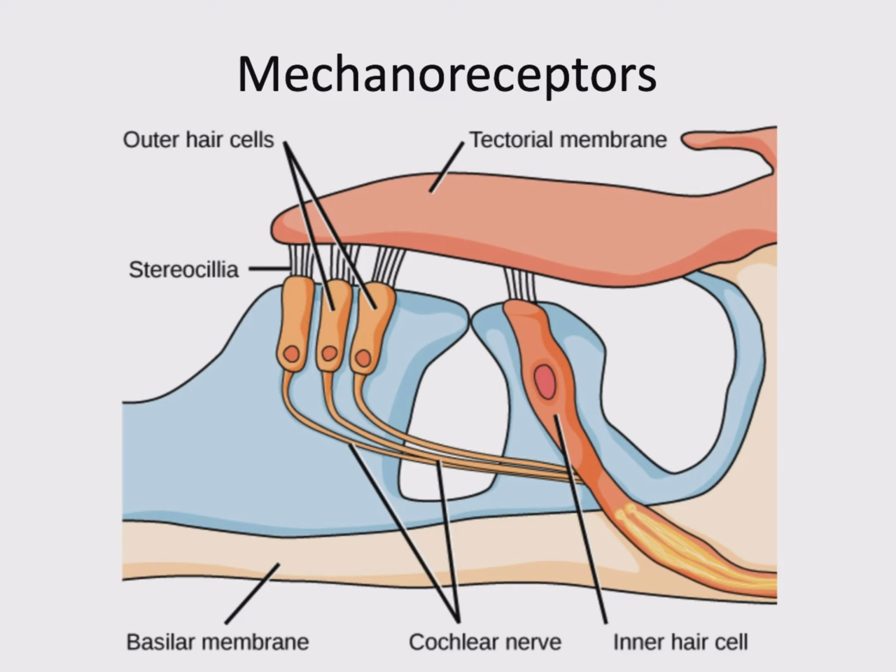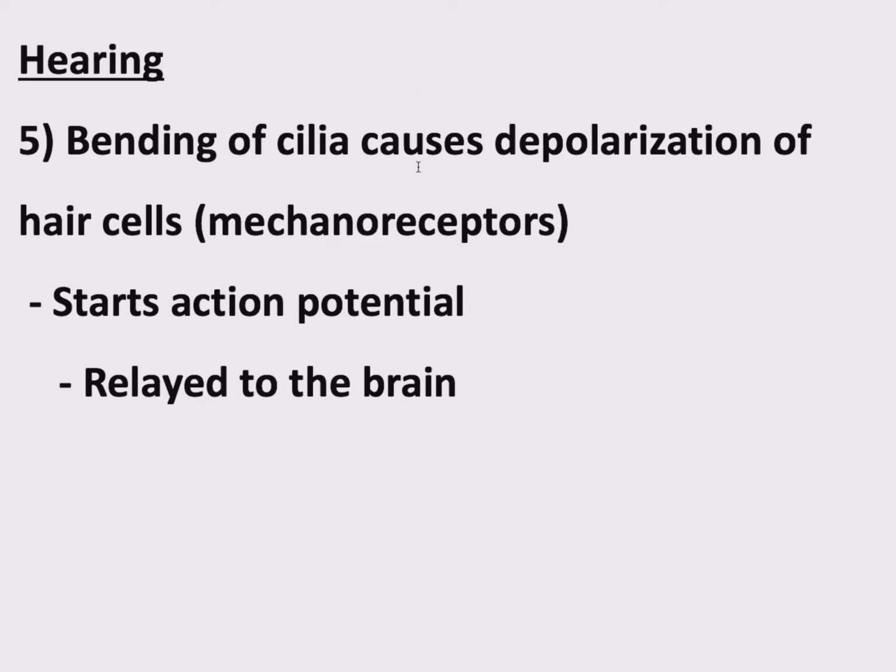Here is another figure showing this zoomed in even more. These are the hair cells. There's their cilia. There's the tectorial membrane that vibrates. And yeah, it's going to cause them to start an action potential. So bending of the cilia causes depolarization of the hair cells, which are mechanoreceptors. We did all this in the last chapter, but that's going to start an action potential and it's going to be relayed to the brain.